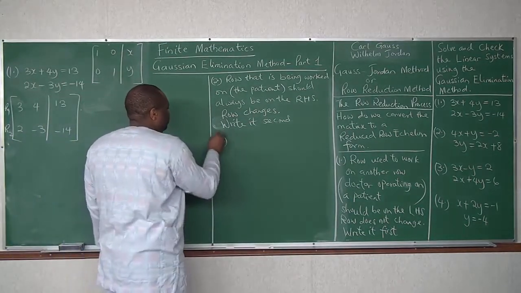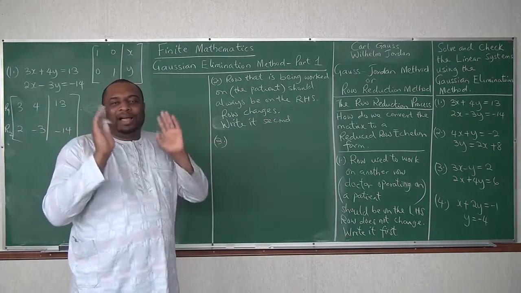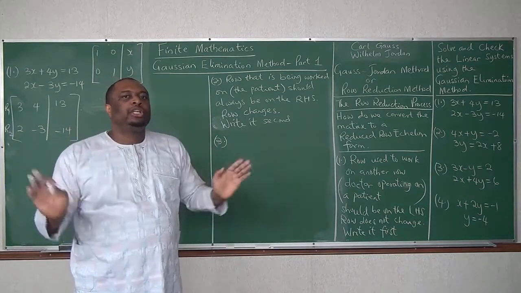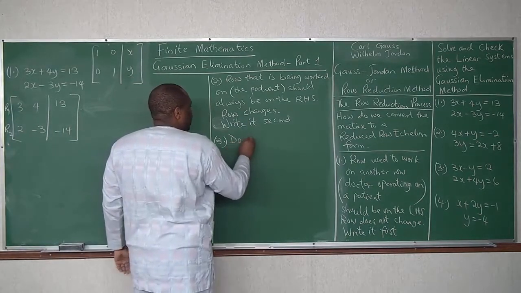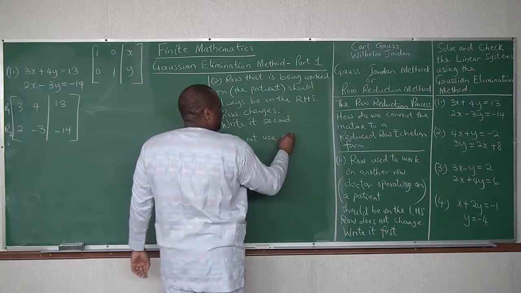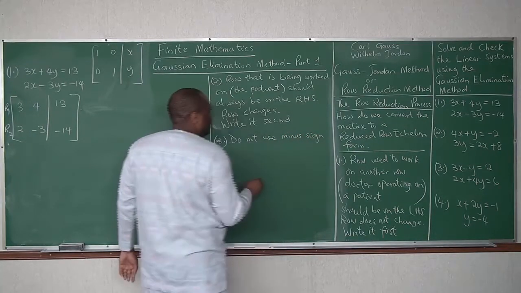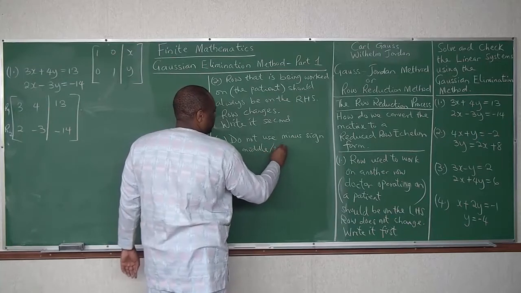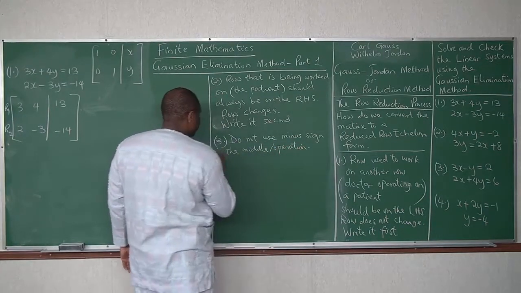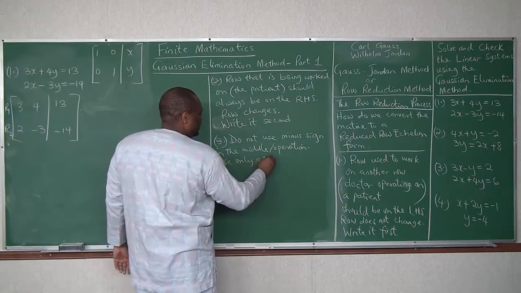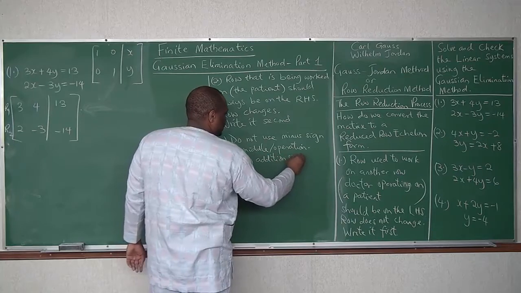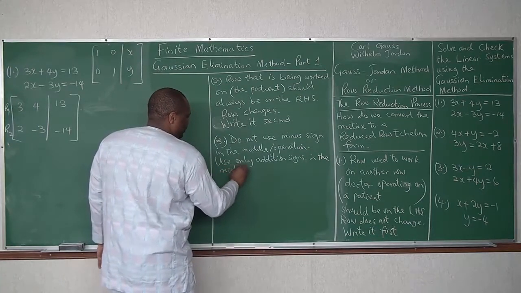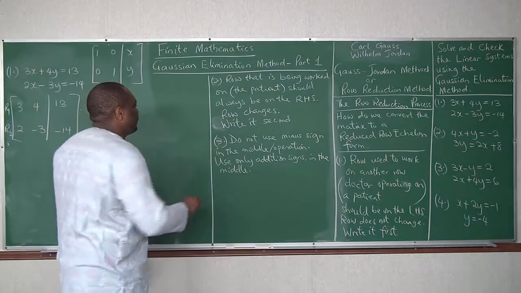Now, third rule. Avoid writing minus in the middle. Do not write minus in the middle. Use only plus in the middle. Do not use minus sign in the middle or in the operation. Use only addition signs. I'll show you what I mean by number 3.